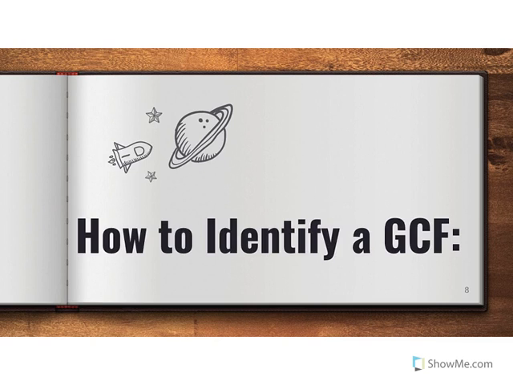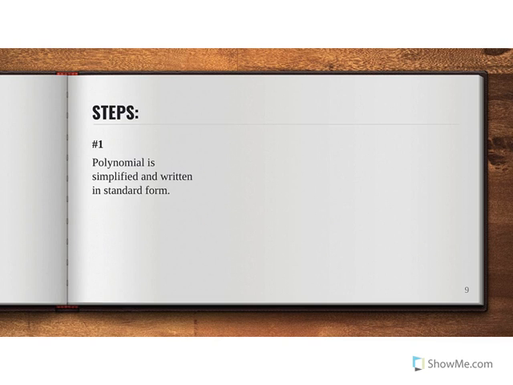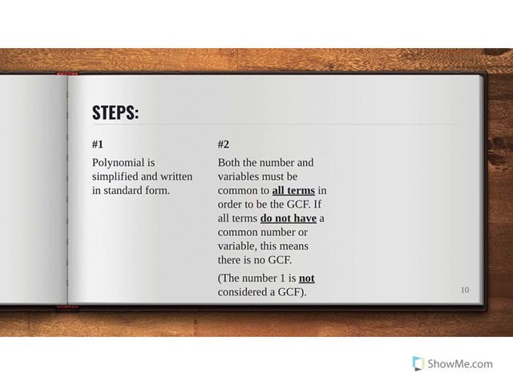Now we're going to list out some steps on how to identify the GCF. Our first step is number 1: the polynomial is simplified and written in standard form. Remember that standard form is where your exponents go from the greatest value, highest exponent, all the way down to the lowest exponent. Our step 2 is both the number and variables must be common to all terms in order to be a GCF.